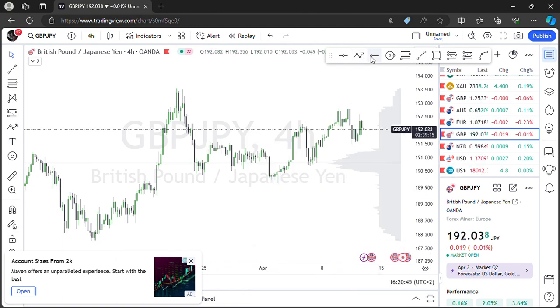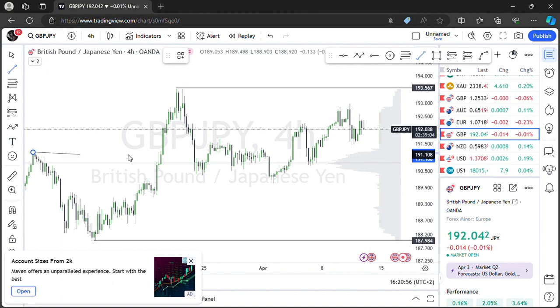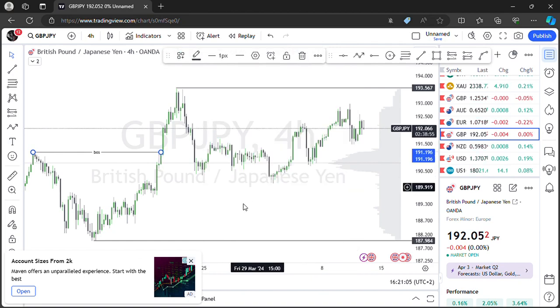So one thing we need to look at, we can see that we have an overall high here, and then we have an overall low here, right? And then we got the break of structure here. This is our break of structure, BOS.